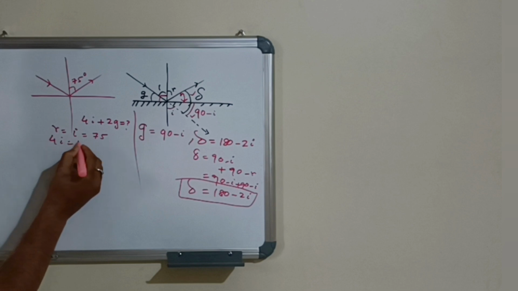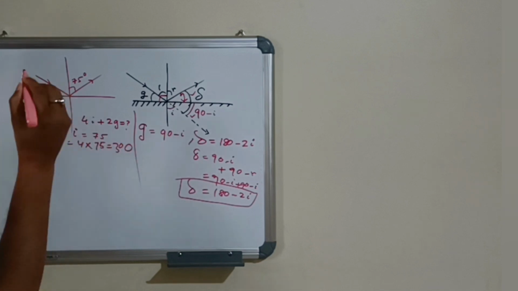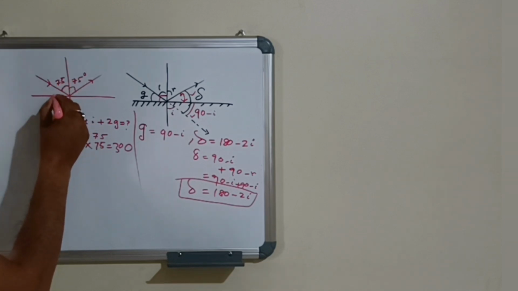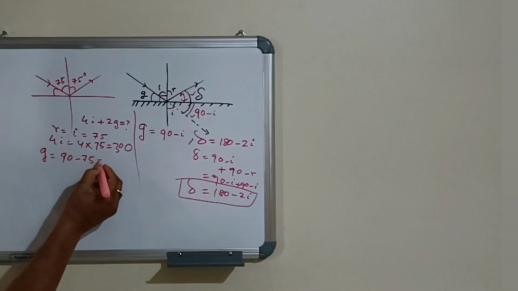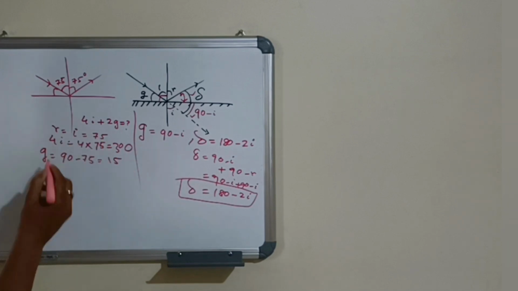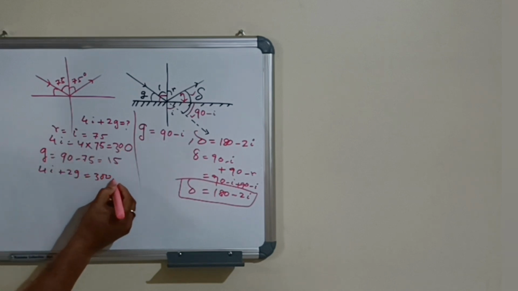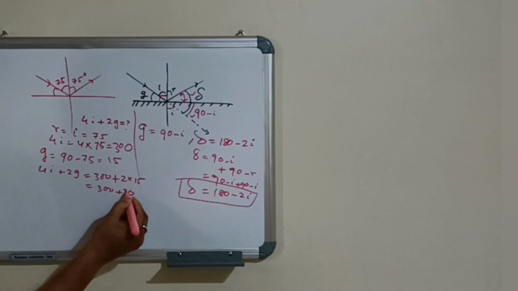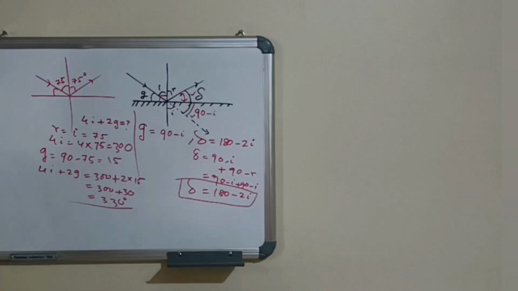Okay, 4I is equal to 4 into 75, 300. Right? Now, what is the glancing angle G? This is 75. G is equal to 90 minus I, so G is equal to 90 minus 75 is equal to 15. Then 4I plus twice G is equal to 300 plus twice G, 2 into 15. So 300 plus 30, 330 degree. This is the value of 4I plus twice G.